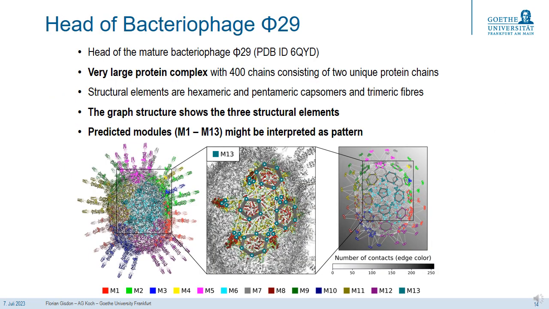In the third case study, we investigated the capsid of the bacteriophage Phi29, which is a very large protein complex with 400 protein chains built out of only 2 unique chains. The structural elements of the capsid are hexameric and pentameric capsomers, which are formed by one of the 2 unique protein chains, and trimeric fibers, which are formed by the second unique protein chain. The structural elements are visible in the graph structure. Additionally, the predicted modules match with about half of the asymmetric unit and might be interpreted as pattern.